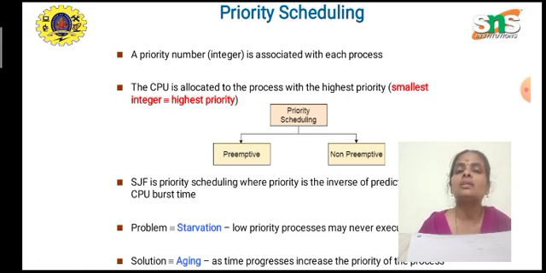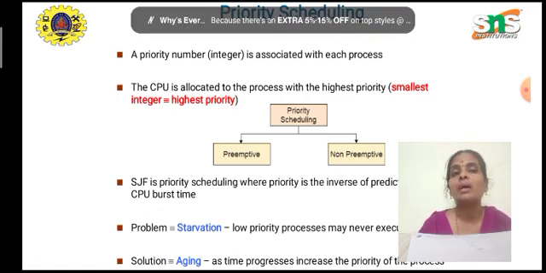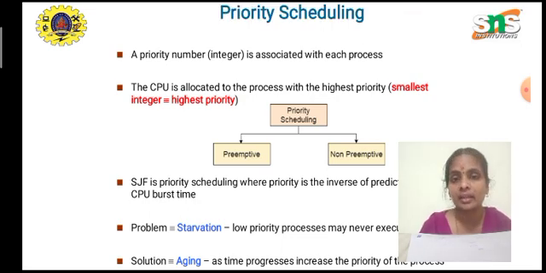Coming to the drawback of priority scheduling, the main drawback is starvation. That means if a process keeps coming with the highest priority again and again, that particular process will be serviced without servicing the other processes. So a low priority process will be waiting for a longer time, while the higher priority process is always executed by the CPU.